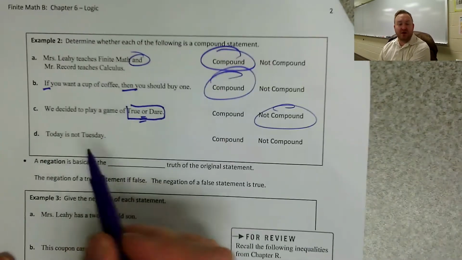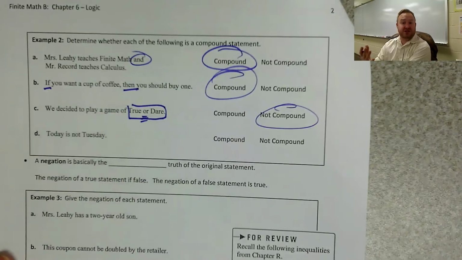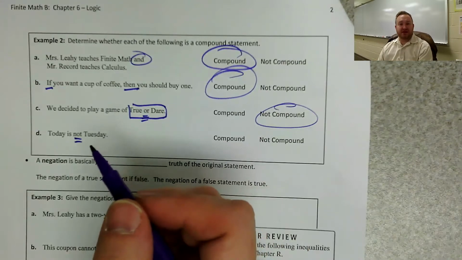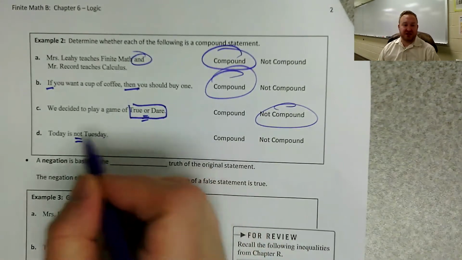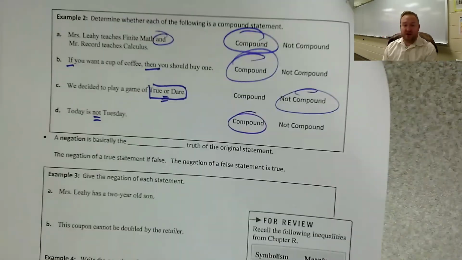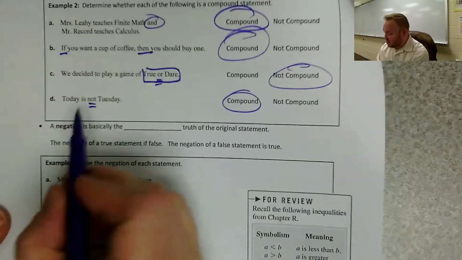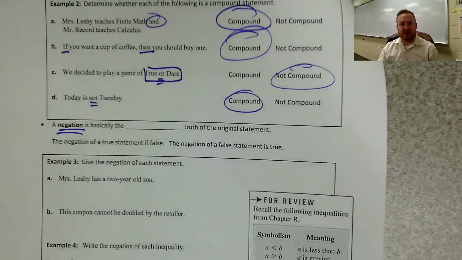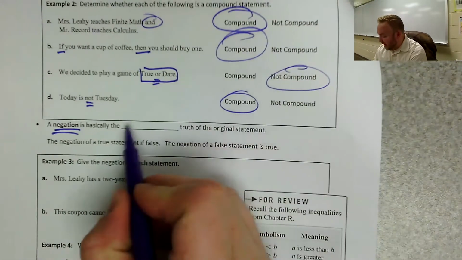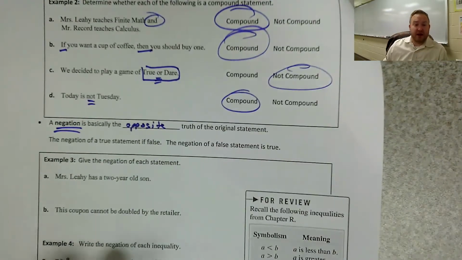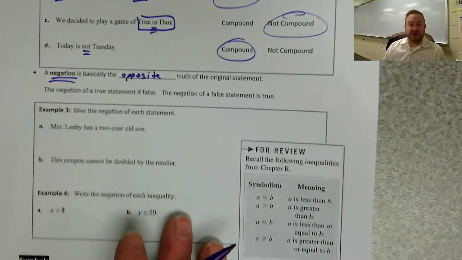Today is not Tuesday. Okay, so the original claim would be that today is Tuesday. When we throw that not in there, that changes the truth value of the statement to the opposite of what it was before. If it really was Tuesday, now we're saying it's not, right? It means the opposite of what it used to, and we do consider that to be a compound statement. And this is something we call a negation. When we change a true statement into a false statement, or a false statement into a true statement, that's a negation. So a negation is basically the opposite truth of the original statement. The negation of a true statement is false, negation of a false statement is true, and so on.